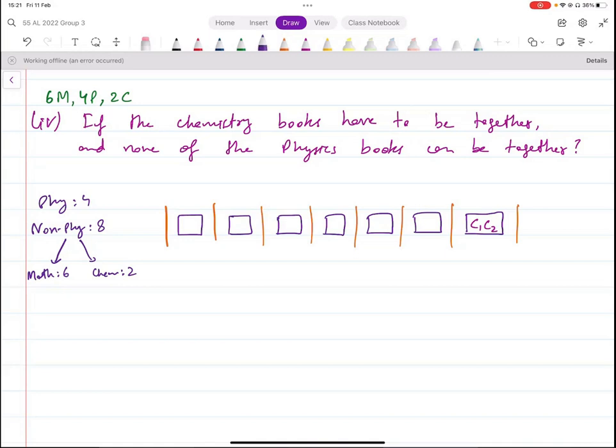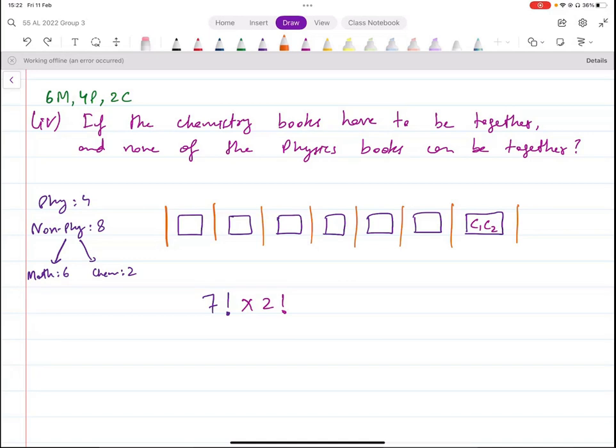Now let's do them step by step. So how many boxes do we have here? We've got 7 boxes in total. And how many ways can we arrange these 7 boxes? We can arrange them in 7 factorial ways, right? Boxes की arrangements total कितनी होगी? 7 factorial. Then we have these chemistry books inside one of those boxes. उसको arrange करने के कितने ways हैं? 2 chemistry books. And how many ways can we arrange those 2 chemistry books? We can arrange them in 2 factorial ways. ठीक है? In chemistry books को arrange करने के we have 2 factorial ways.